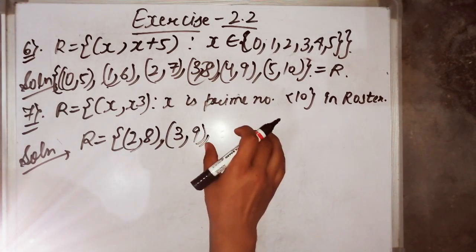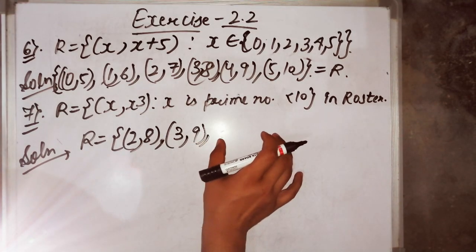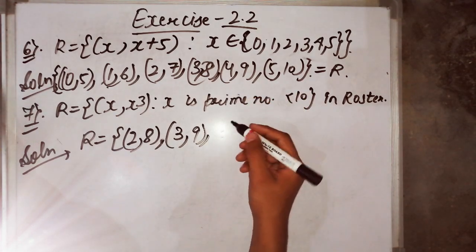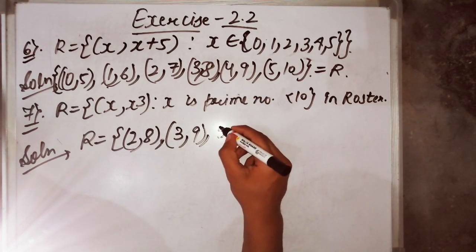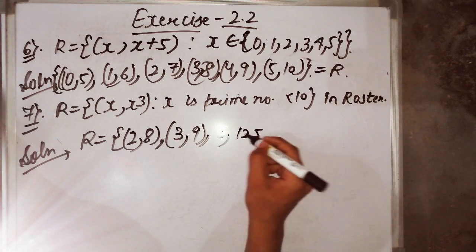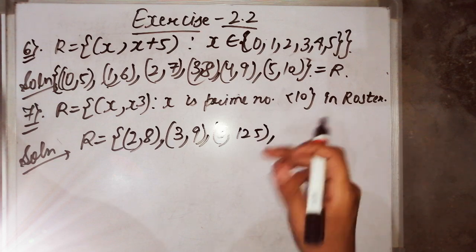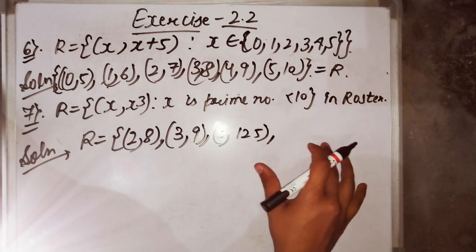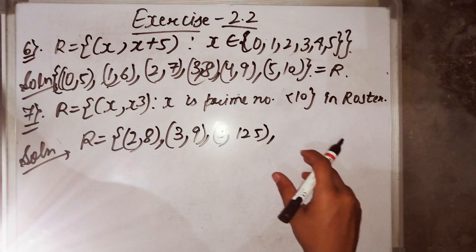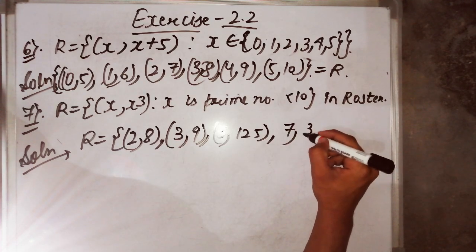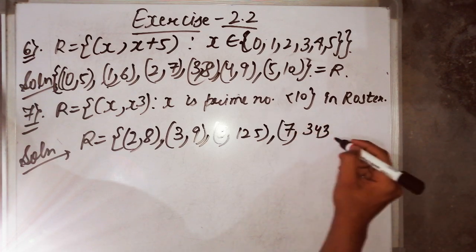Do we need to include 4? No, 4 is not a prime number. 4 is a composite number. That's why we are not including 4. And next we have 5, because 5 is also a prime number, and the cube of 5 is 125. We are not including 6 because 6 is also a composite number. And next we have 7 and its cube is 343.